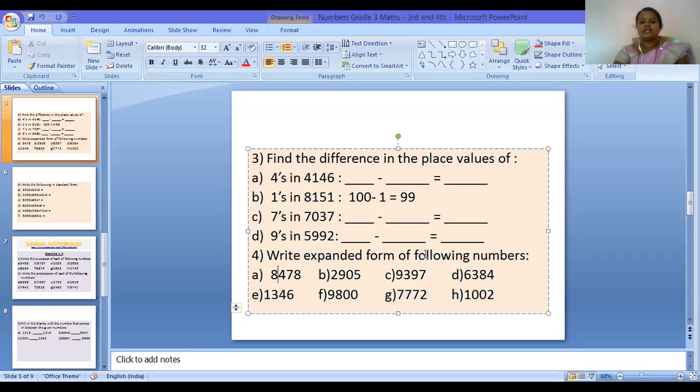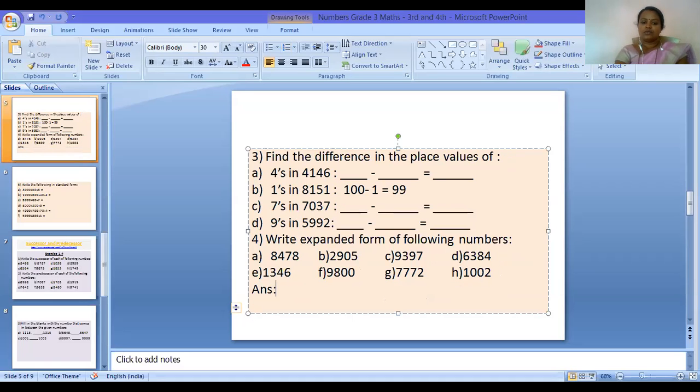So let us write the expanded form of the following numbers. For example, I take question A, 8478. So how is it written?